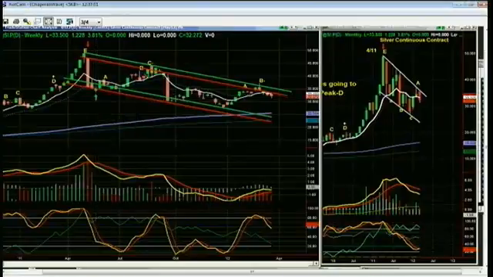Now we're making lower highs and lower lows, so I can, for the first time, confidently draw a down channel. The fact that I've drawn a down channel, does it mean that the price has to stay in? Absolutely not. The price is the price. So this is what I'm going to tell you.